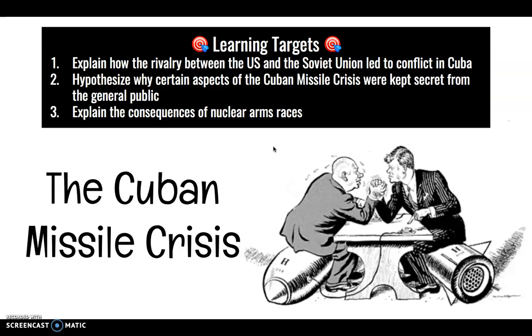The Cuban Missile Crisis is one of the times during the Cold War that we are on the brink of a hot war. So our learning targets today are to explain how the rivalry between the US and the Soviet Union led to this conflict in Cuba. We're going to hypothesize why certain aspects of this Cuban Missile Crisis were kept secret from the general public. And we're going to explain the consequences of the nuclear arms races that we've looked at so far this unit as well.